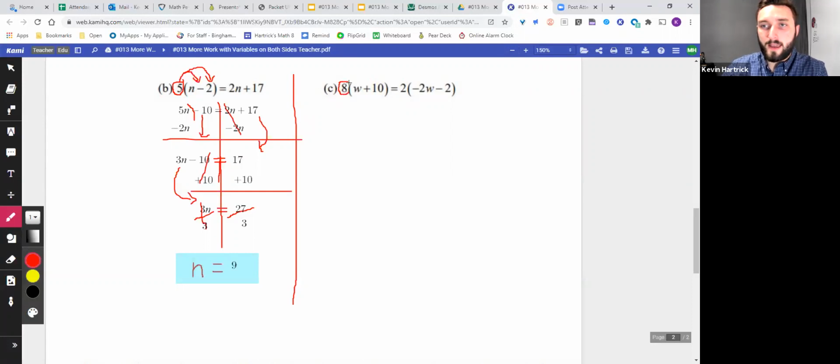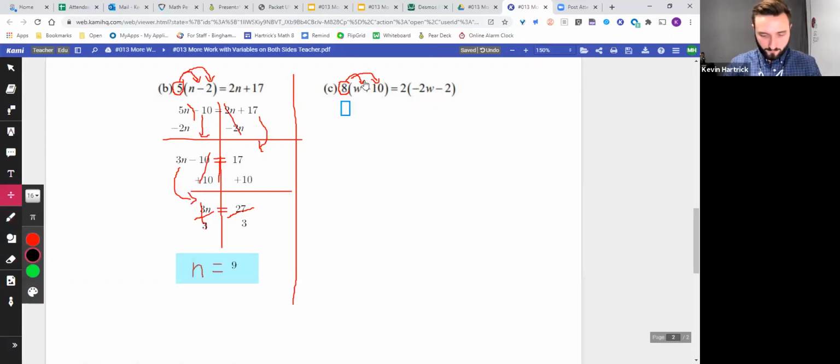I'm going to take my 8 and I'm going to multiply it to the two things that are on the inside of the parentheses. So 8 times W just gives me 8W. And 8 times 10 gives me an 80. Remember, you have to multiply it to both things on the inside of the parentheses.